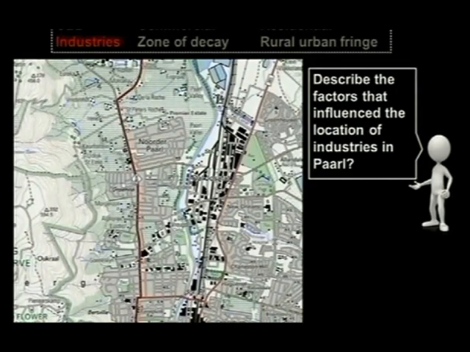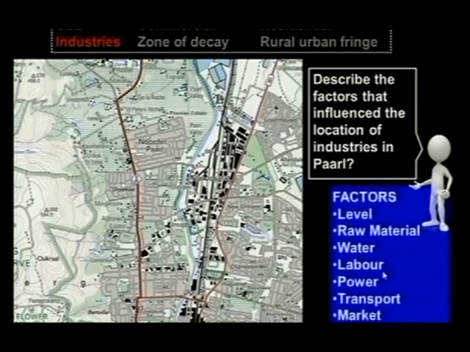Then the industries, a very important question is: describe the factors that influence the location of your industries. Here we've got Paarl, and here are the industries, this black here in Paarl. Why are they there? Let's have a look. Firstly, you must know your factors: level ground, raw material, water, labor, power, transport, market. Please, people, study those, because you must be able to say why we find those, especially in your second question paper.